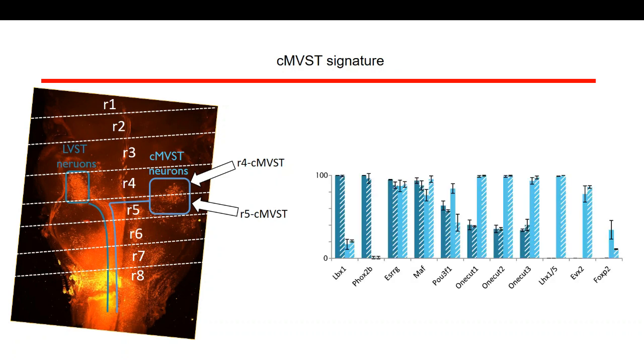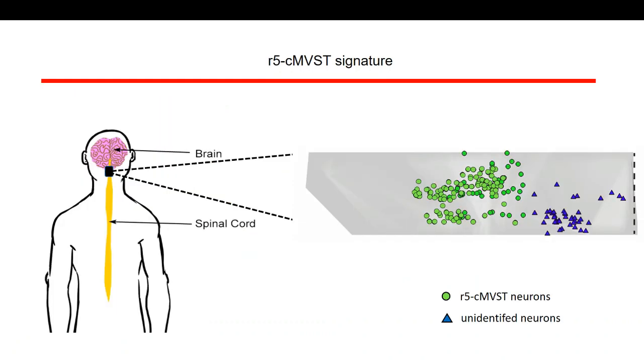Again, I selected 4 TFs and checked the entire mouse central nervous system for cells matching this signature. And once again, using a combination of 4 transcription factors, this TF signature was also unique to a small area in the brainstem. And similar to the LVST signature, except for a small group of unidentified neurons, the only neurons with this signature were the R5 CMST neurons.